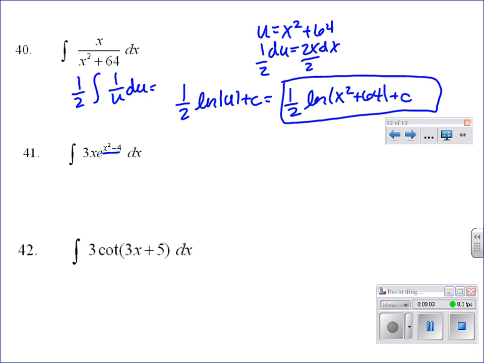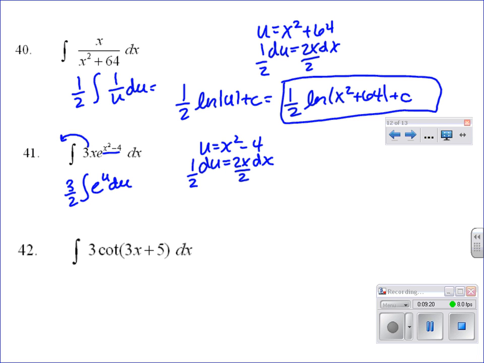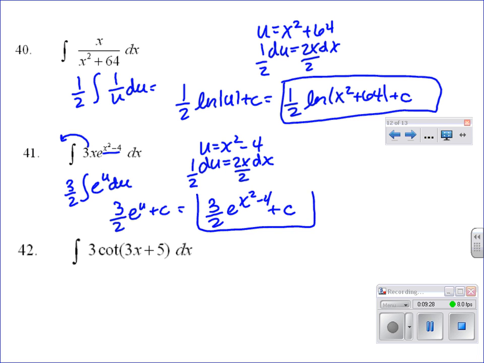Single exponential, allow u to be the exponent, x squared minus 4. So du is 2x dx. But you see a 3x here, so divide by the 2. Multiply by 1 half. You can bring out this 3. Bring out the 3 and the 1 half, so you have 3 halves e to the u du. So it's 3 halves e to the u plus c. Substitute in your u, x squared minus 4, plus c.